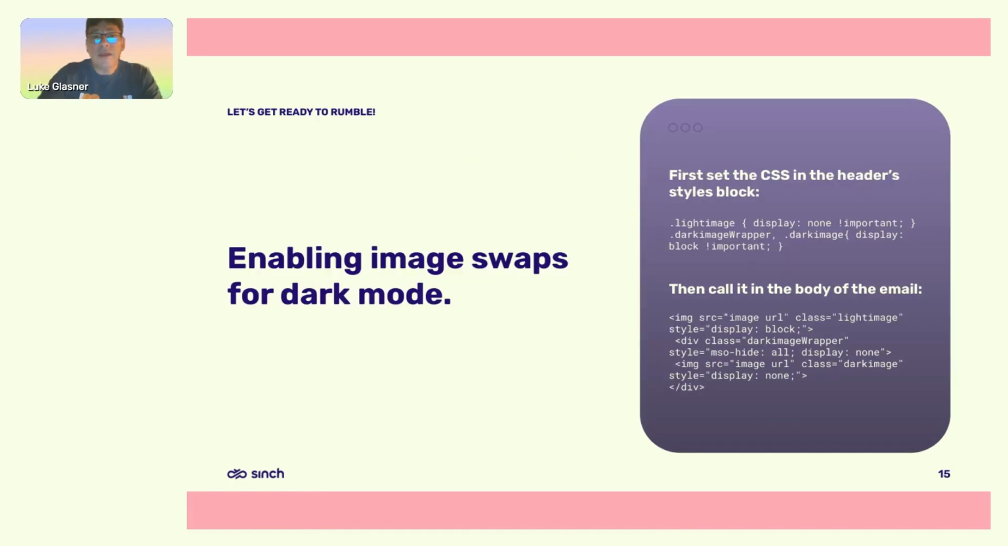One way to handle images in dark mode is to swap them. In this, what you do is you define it in your header CSS to show or not show, right? So if it's showing the dark mode image, then hide the light mode one. Very similar to what you might be doing in responsive. And then you call that on the images within the body of the email, virtually just like you do with responsive design, right?